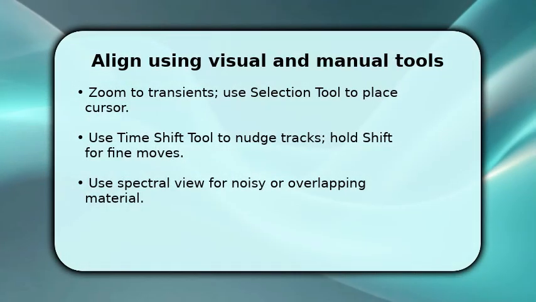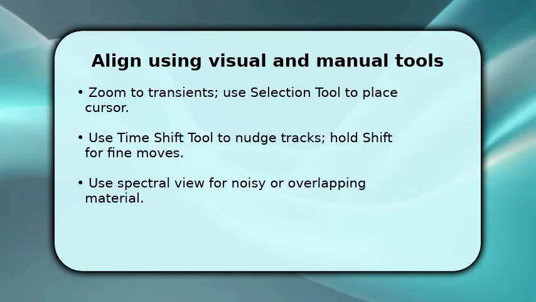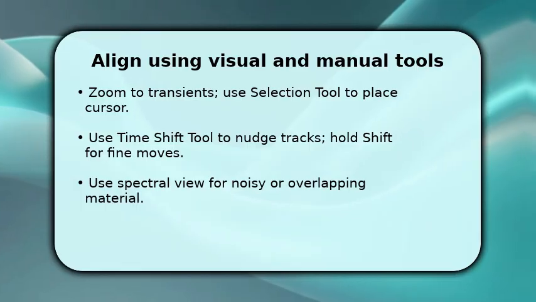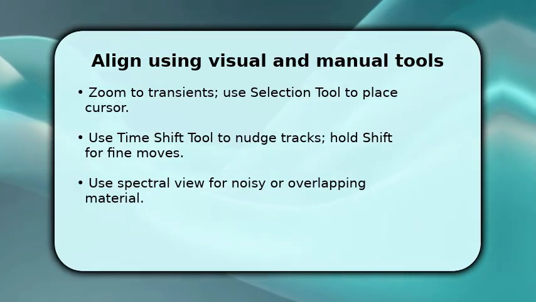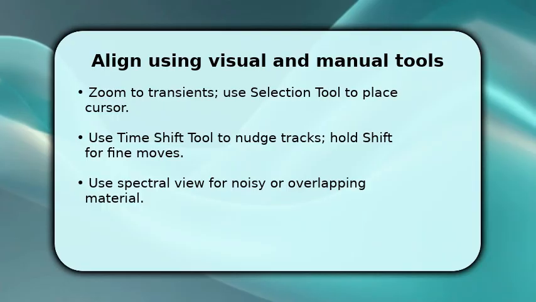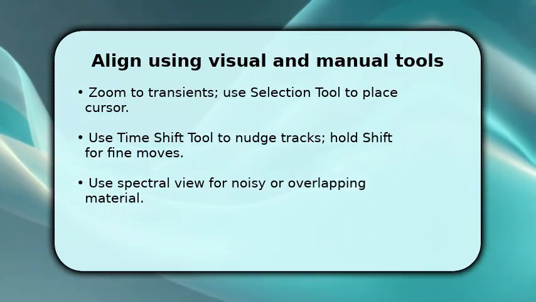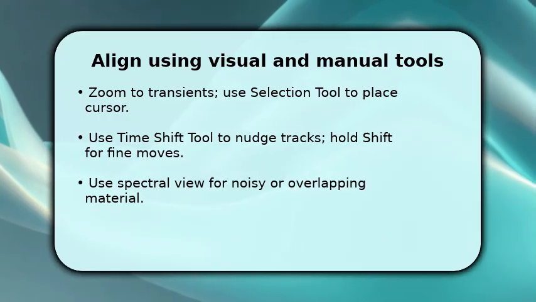aligning. Now align tracks using waveforms and the time shift tool. Identify a clear transient, like a clap or kick, and place the cursor on that peak across tracks. Switch to time shift and drag tracks so those peaks line up. Once done, hold shift or zoom in for 1/10 and smaller adjustments.